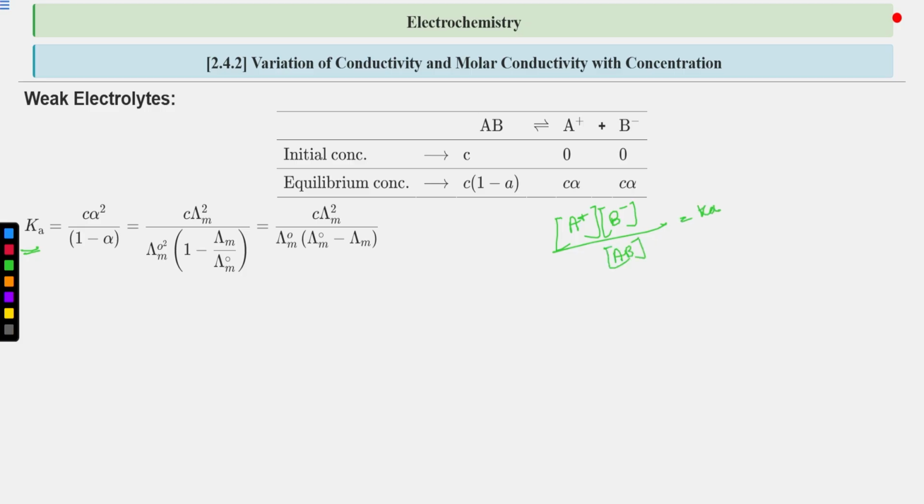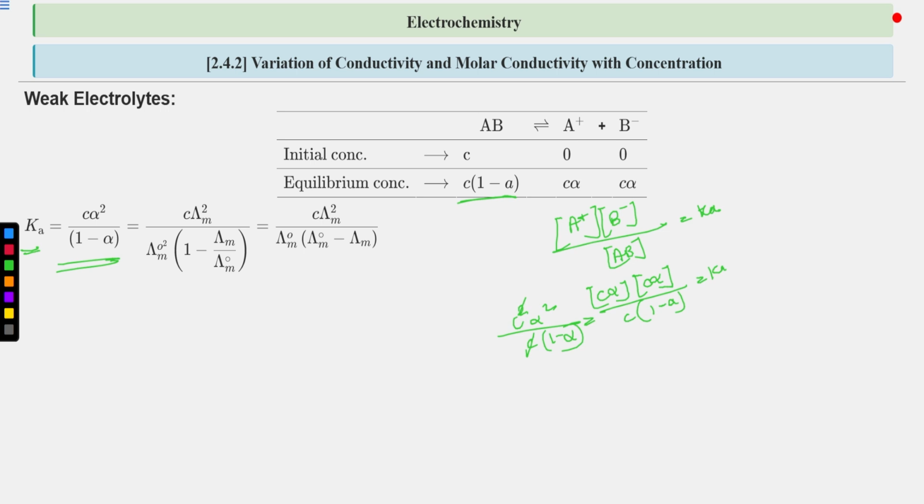We know that A positive is C alpha. So C alpha times, again, the B negative is also C alpha at equilibrium. So C alpha upon AB, which is C times 1 minus alpha, equals K. So this is what is written here. That's C alpha square. When you multiply it, it becomes C square alpha square upon C times 1 minus alpha, and the C will cancel out. So we will get C alpha square upon 1 minus alpha.